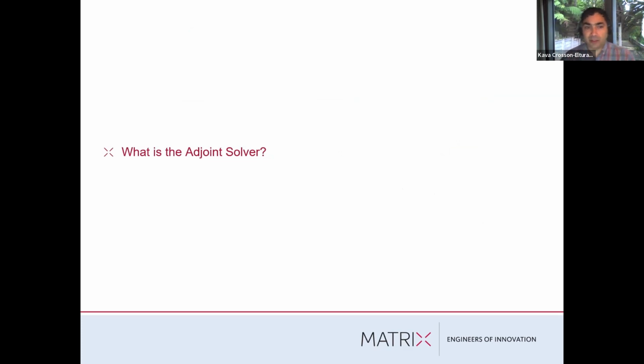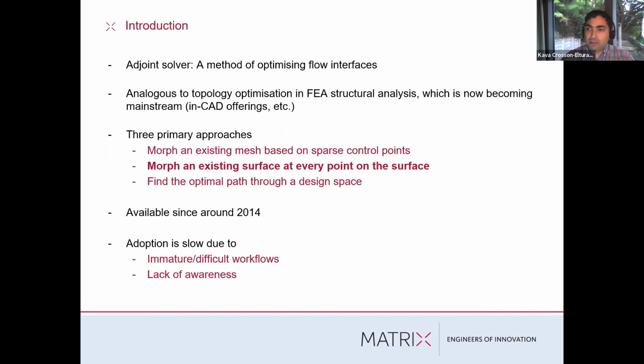Right, so I'll take a breath here because what is the adjoint solver? That's the topic today. The adjoint solver is most basically an add-on to CFD. So it's kind of a wrapper around CFD. It's a method of optimizing flow interfaces, so surfaces that you're wanting to, say, reduce drag on or increase lift on, or both. Basically it takes the flow solution and calculates sensitivities on the surfaces, and we'll get into that later.